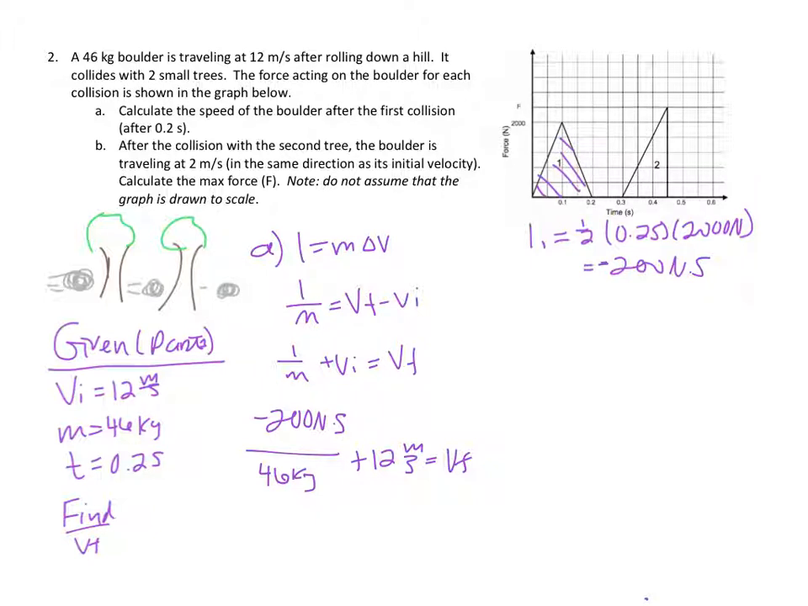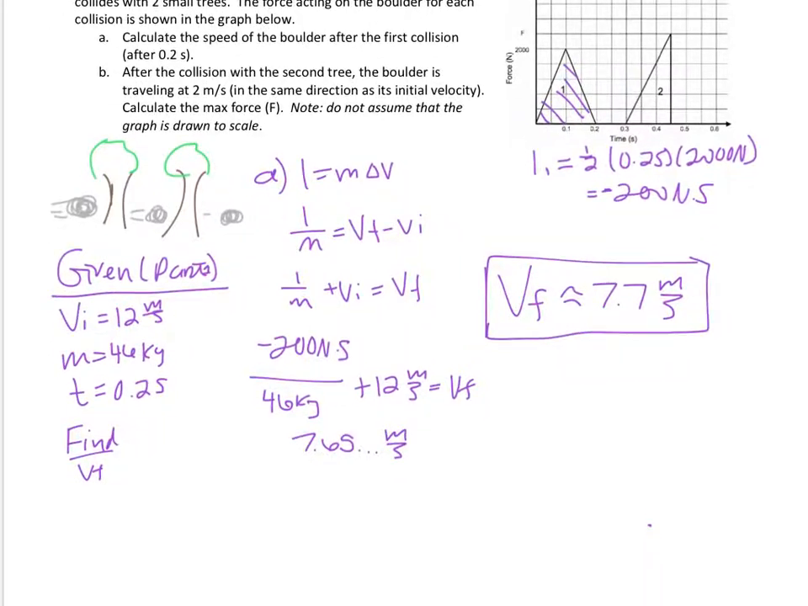And this comes out to 7.65, keeps on going, meters per second. So my final velocity for part 1 is about equal to 7.7 meters per second.